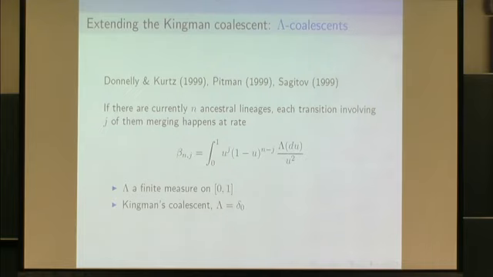Now, the Moran model is obviously a very simple model for genetic drift. Over the last 15 years or so, especially mathematicians, but to a lesser extent also biologists, have extended models of genetic drift to go beyond the Kingman coalescent that we've talked about to a class of coalescents that are known as lambda coalescents. They were introduced independently in 1999 in papers by Donnelly and Kurtz, Pitman and Sagitov. The term lambda coalescent comes from Pitman's notation.